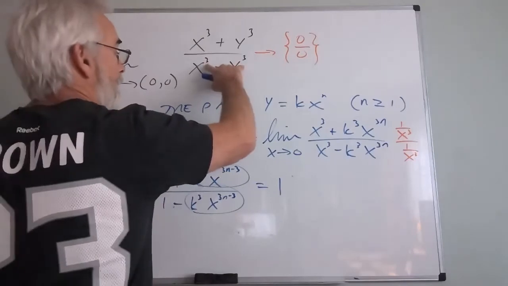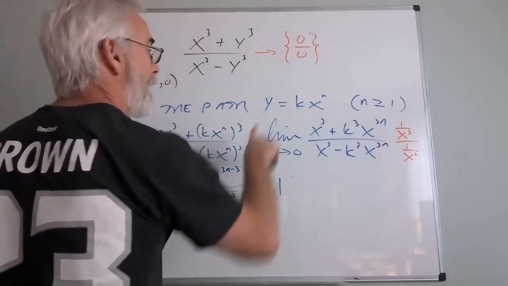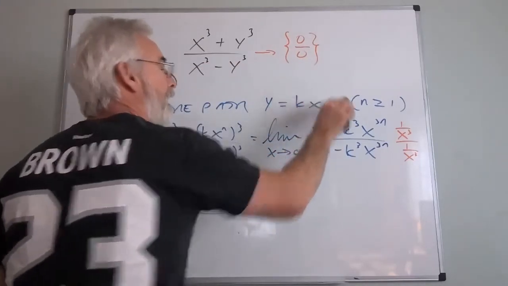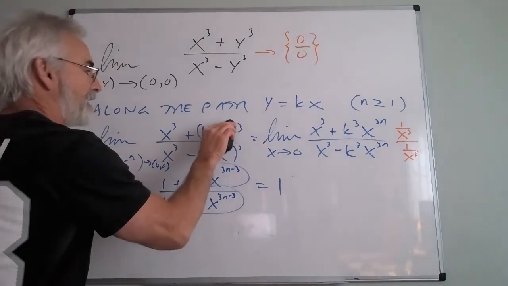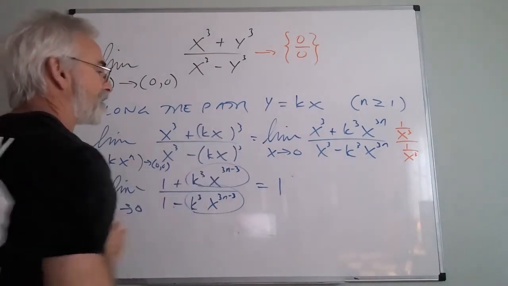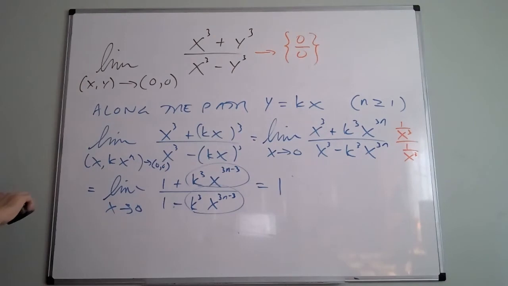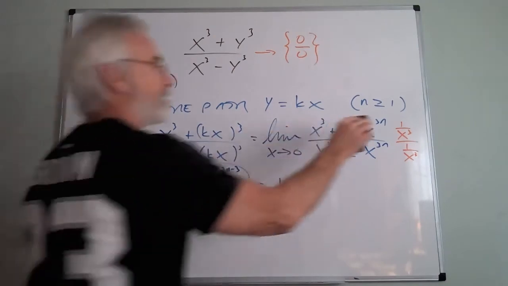But because these are the same degree, what I really want is not this path. I want that path, just kx. Why just kx? Because then I'm guaranteed that I can factor and cancel. So now look at the difference, what this does to the problem when I do this.